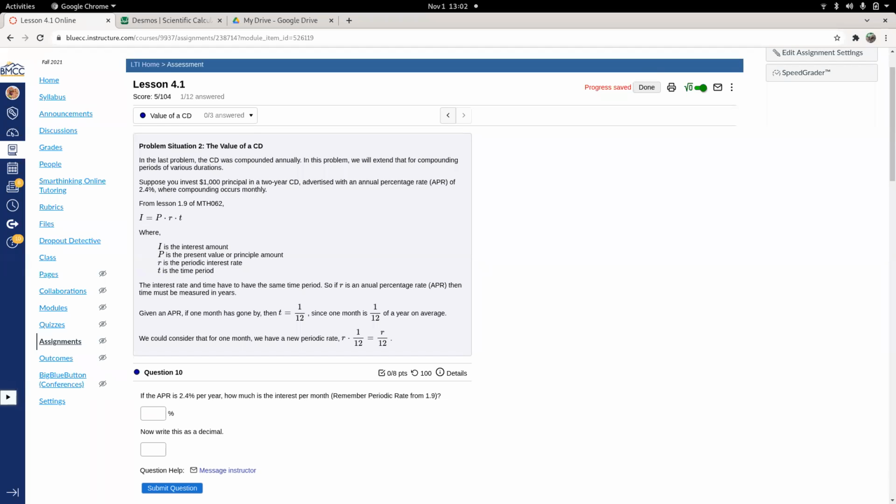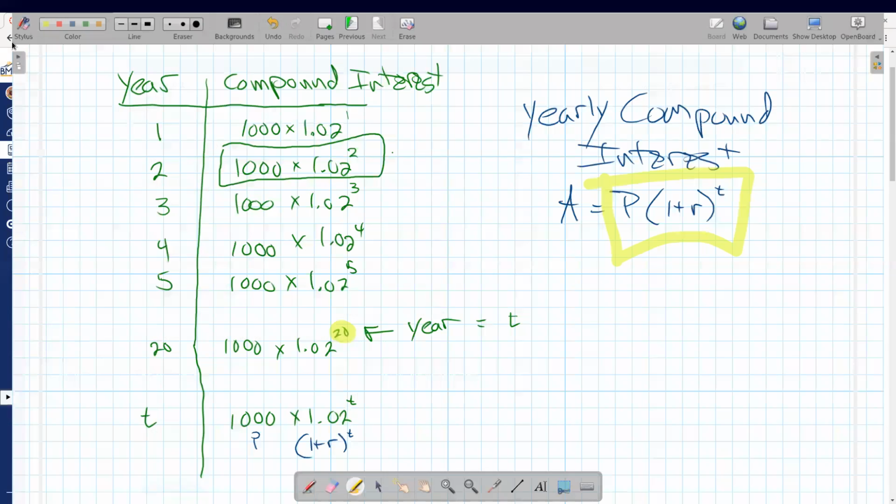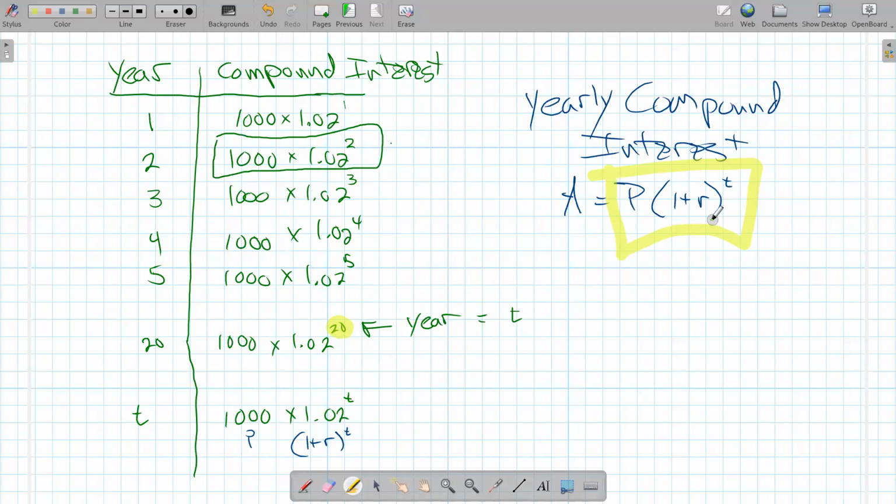So let's look at what happens when we do less than a year for the interest rate. And then we're going to assume we do that consistently. So what do I mean by that? I'm going to take this annual compound interest formula and tweak it to see what happens if we do monthly compounding.